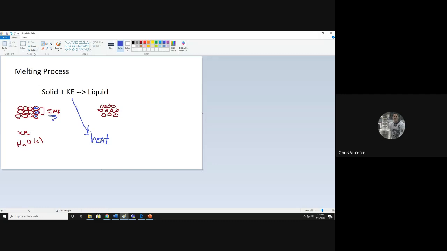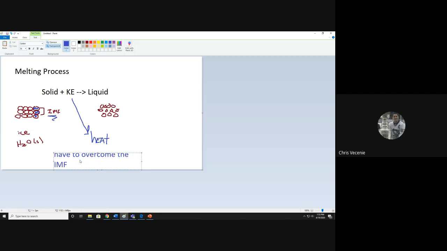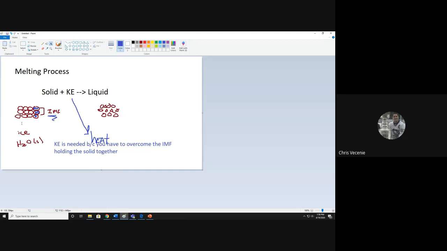So the take-home message that I want you to understand from this is what I'll type here for you. Kinetic energy is needed because you have to overcome the intermolecular forces holding the solid together. So the reason that we need heat is because those forces of attraction have to be overcome if we are going to separate those particles. And that is why 3 of our phase changes are endothermic.